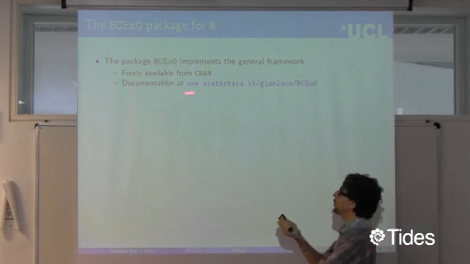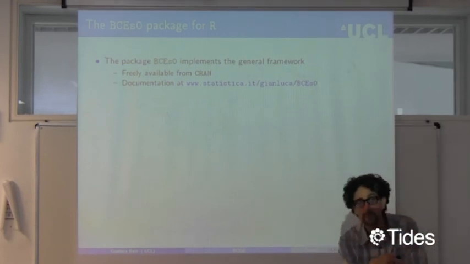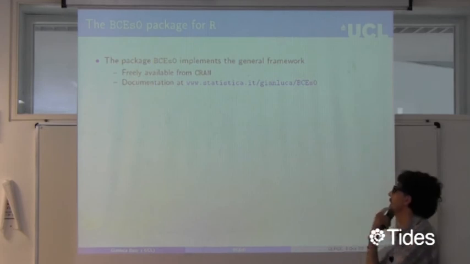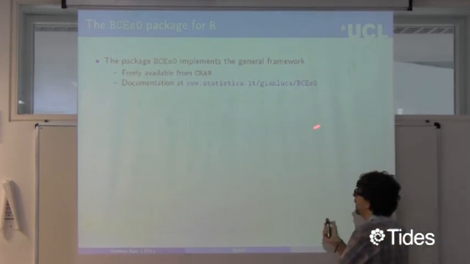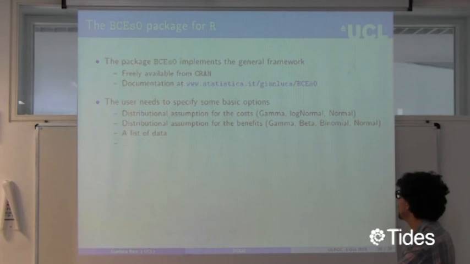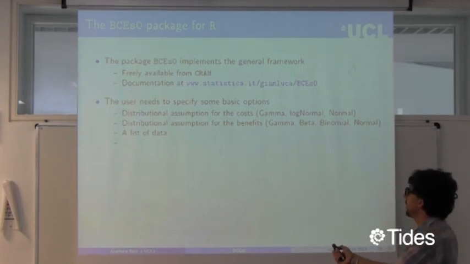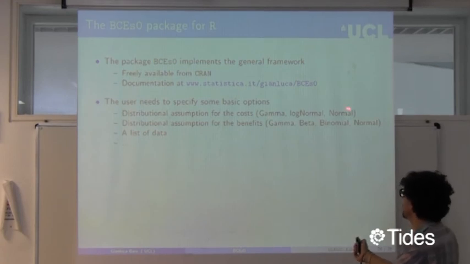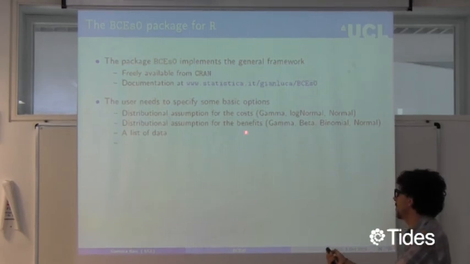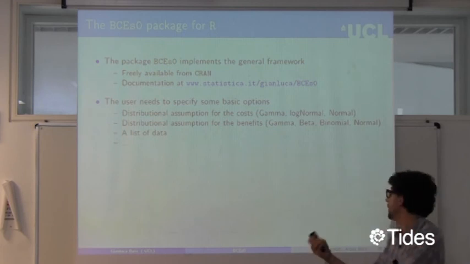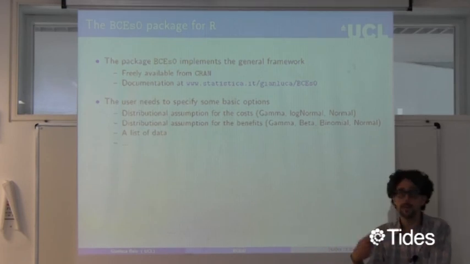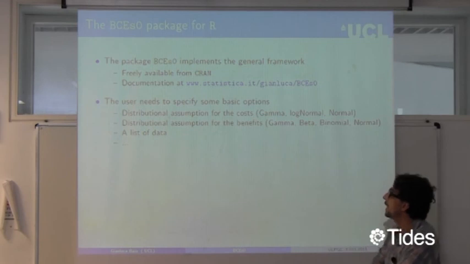Just a couple more things. The first one is that there is a package that accompanies the paper. It's called BCES0, which stands for Bayesian Cost Effectiveness with Structural Zeros. It's freely downloadable from CRAN, and there is some documentation on this website. When you download the package, you have some data, and you need to decide the distributional assumption for the cost. At the moment, these three are implemented. So you can say that the costs are gamma, log normal, or normal. You specify the distributional assumption for the benefits, and I have four possibilities. You can say that the effectiveness is gamma, beta, binomial, or normal. A list with the data, some other options, and you can find information here on how to do it.